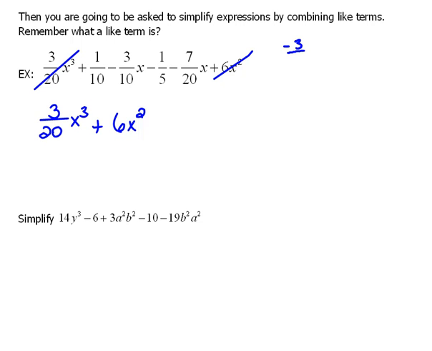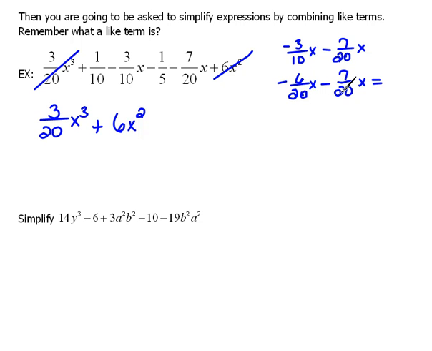So I'm going to come out here to the side, because these are like terms, they're both just plain x's, but in order to be able to combine them, we have to have a common denominator to work with these fractions. So our common denominator in this case would be a 20. So 10 times 2 would be 20. 3 times 2 would be 6. So I'm changing negative 3/10 into an equivalent fraction, which would be negative 6/20 x, minus 7/20 x. I didn't have to change this one because it already was over that common denominator.